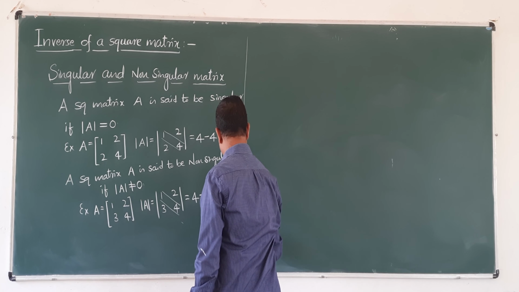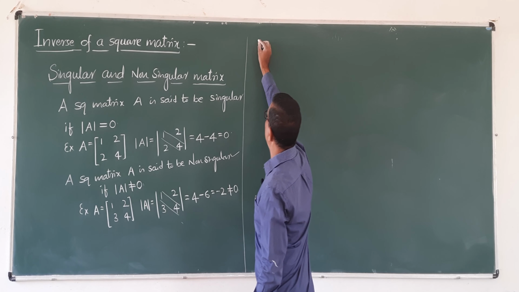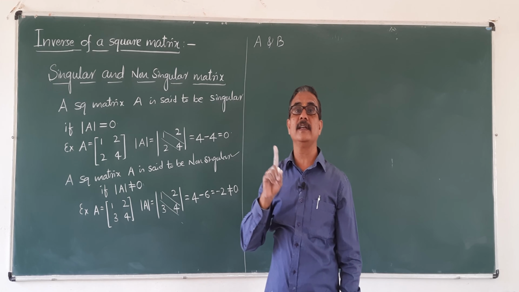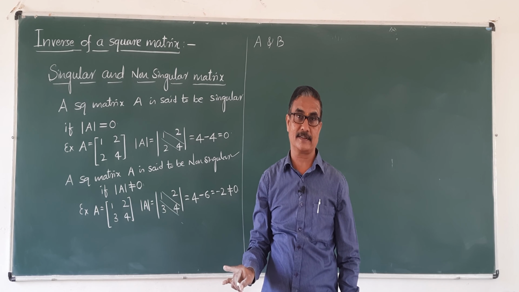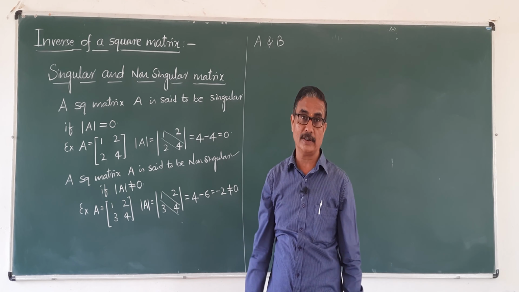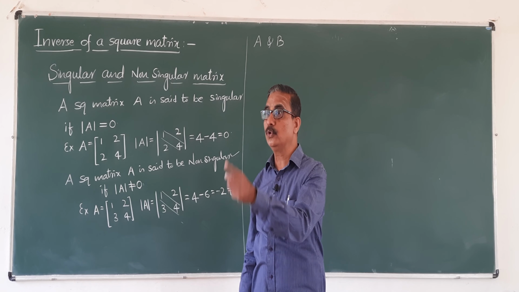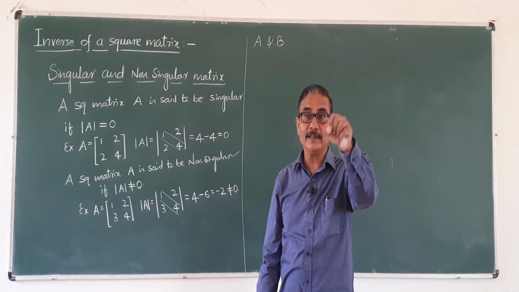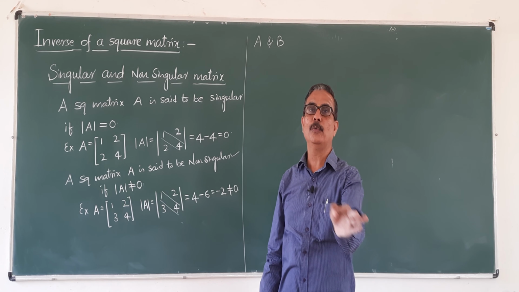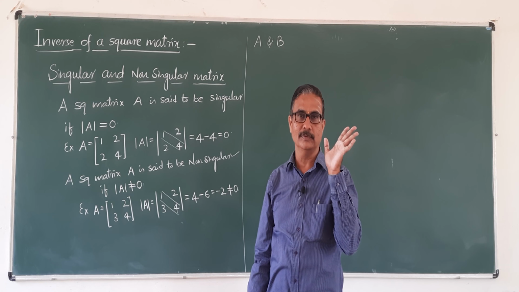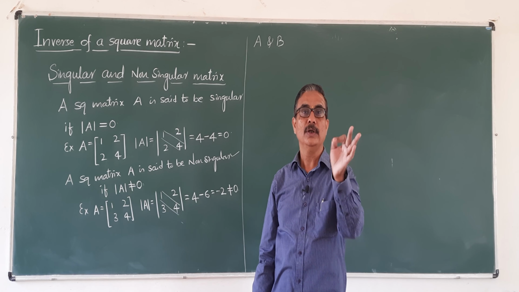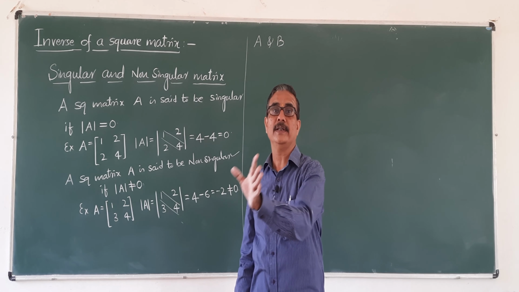Now define inverse. Look here, if A and B are any two non-singular square matrices having the same order, the orders of the two matrices must be the same, they must be square matrices, and they must be non-singular matrices. Non-singular means their determinant should not be 0.